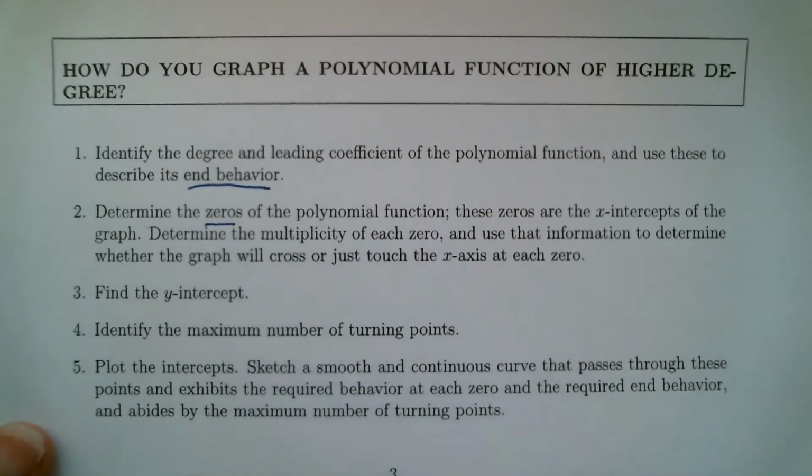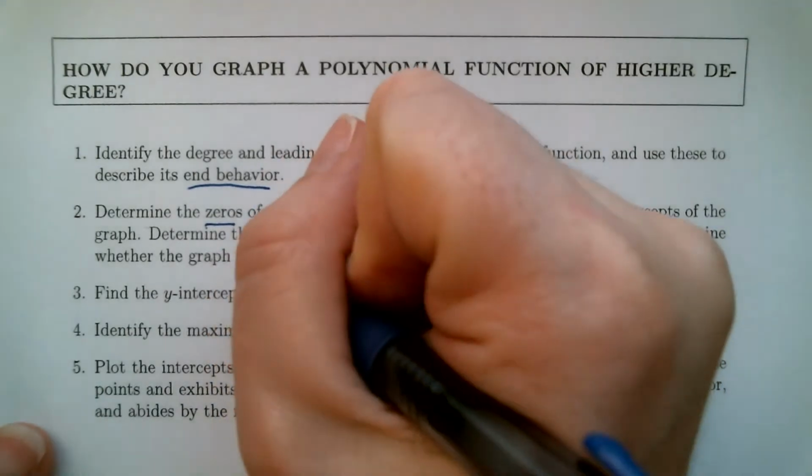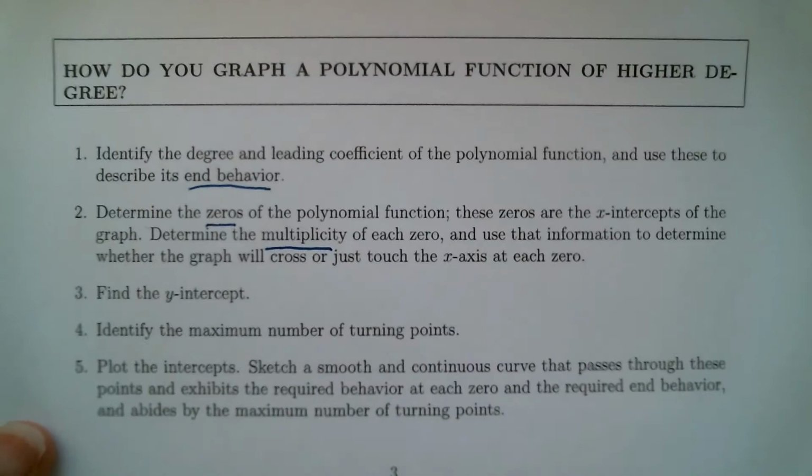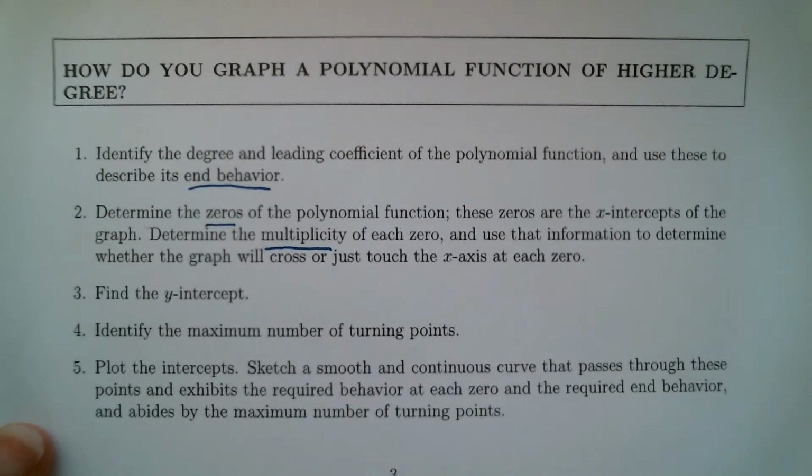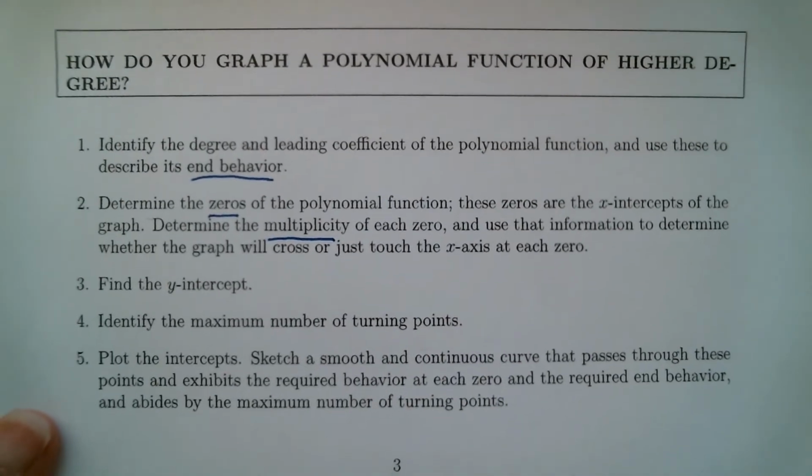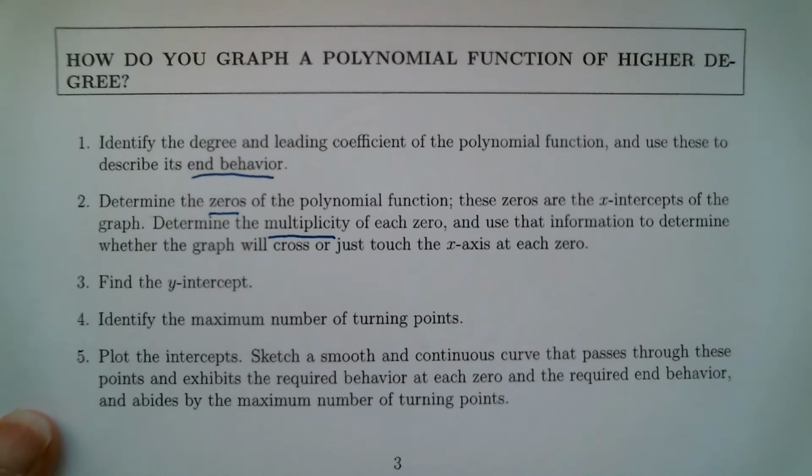Then you're going to determine the multiplicity of each zero. That's something else we need to talk about. And then you're going to use that information to determine whether the graph will cross or just touch the x-axis at each zero. Then you're going to find the y-intercept, which is familiar to us. Then you're going to identify the maximum number of turning points, again something new.